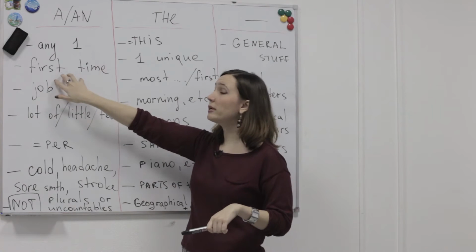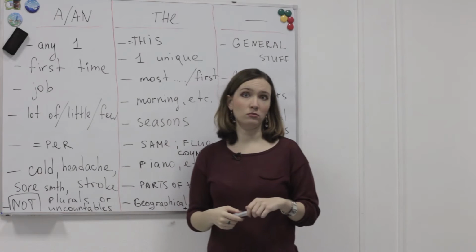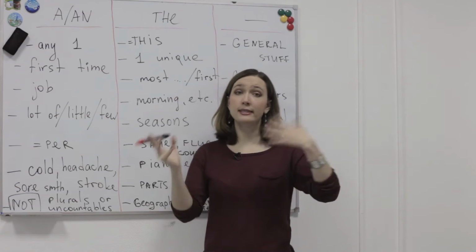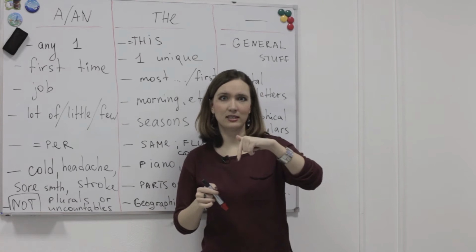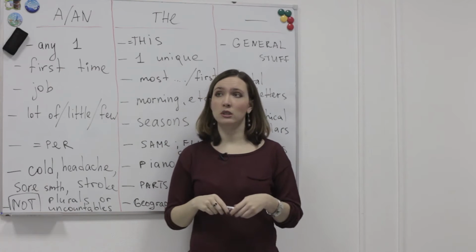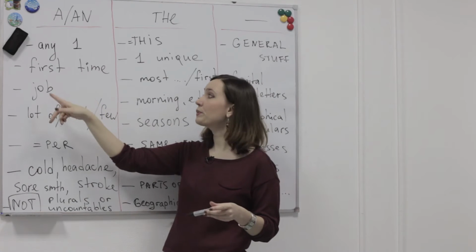Okay? When we mention something for the first time, I have a car. I'm not giving any specifics, I'm just stating a fact. But in the second sentence, talking about that exact car, I would go to that. The car is blue, the car is old, blah blah blah. But the first time it's a.